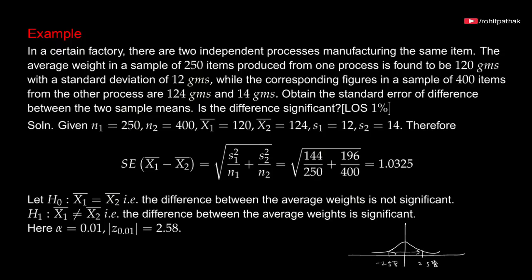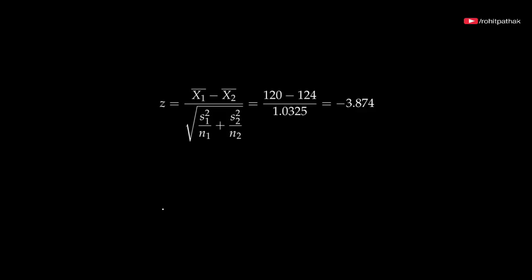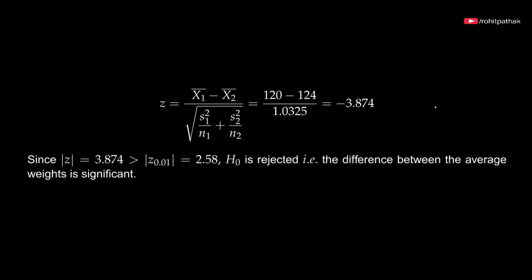So here the acceptance region is between minus 2.58 and plus 2.58, and this is the 1% area on either side. Since the two samples have been drawn from two different populations with unknown standard deviations, we have to use this formula, and the corresponding value of z is minus 3.784. So this value of minus 3.784 falls in the critical region. If you see, this is minus 2.58, this is the critical region, and this value falls somewhere here. So H0 is rejected and H1 is accepted. That means the difference between the average weights is significant.